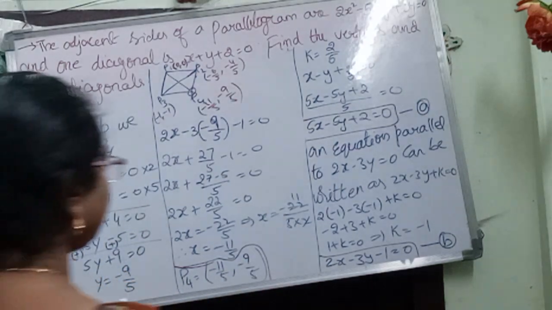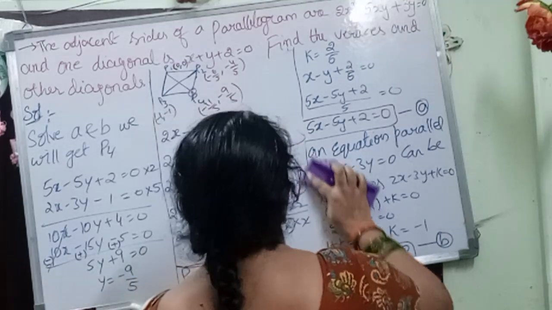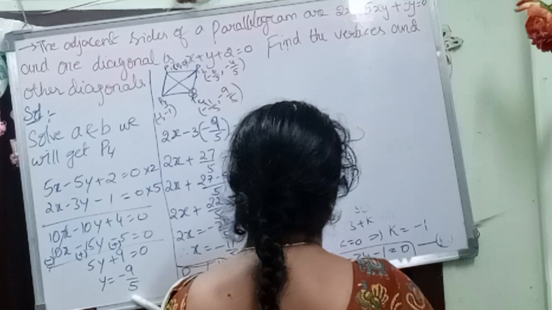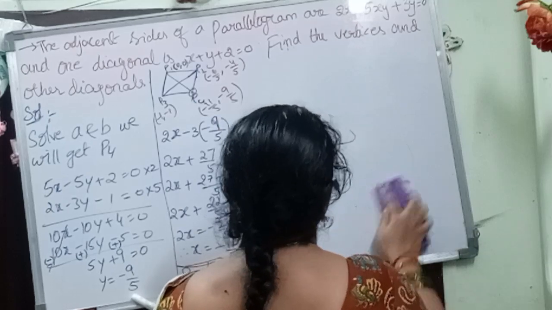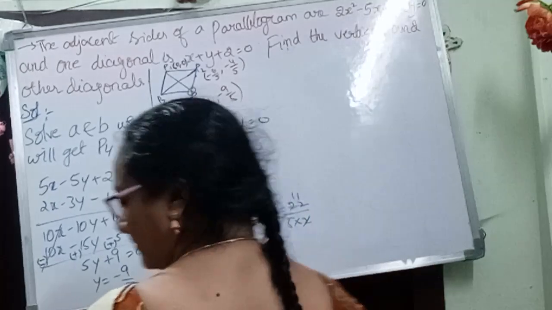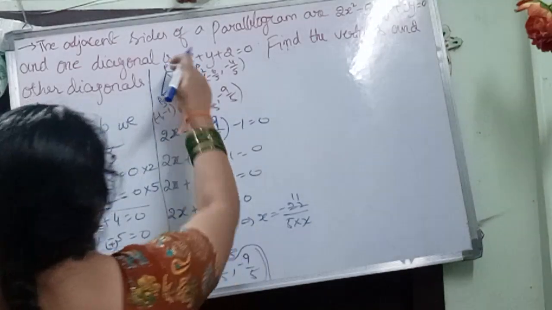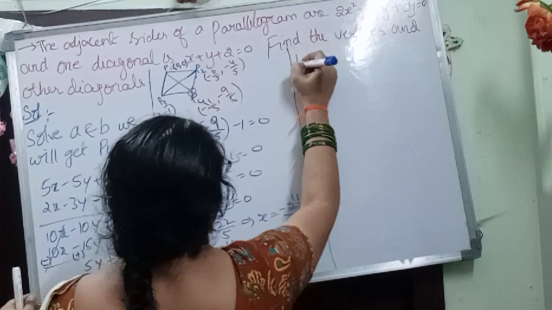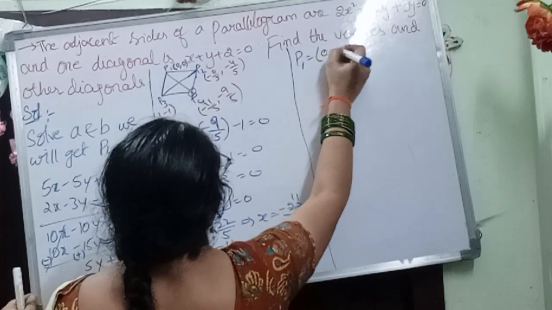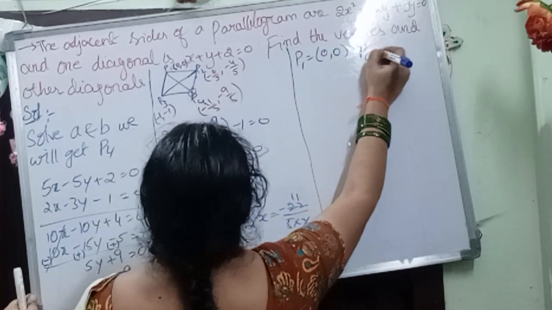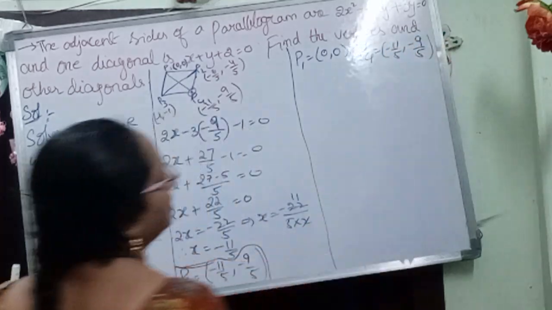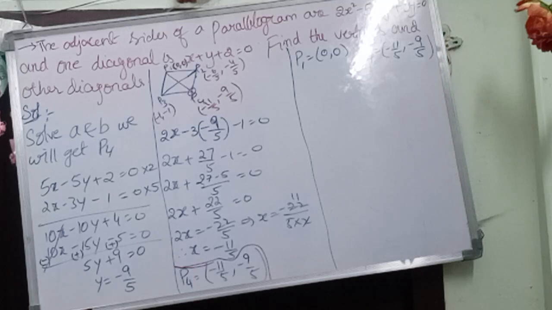Next we have to find the equation of the diagonal. For which vertices do we have to find the diagonal? P1 and P4, by using the points of P1 and P4. P1 equal to 0 comma 0. P4 equal to minus 11 by 5 comma minus 9 by 5. Now for this we have to find the equation.